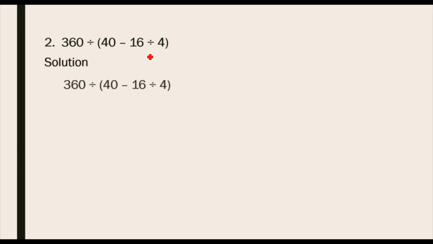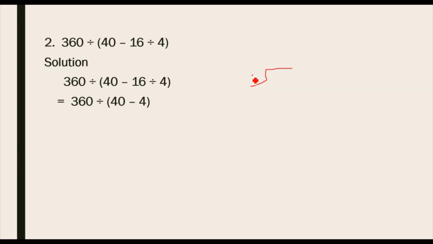So solution. Write the question as it is. 360 divided by (40 minus 16 divided by 4), and first we divide 16 by 4. When we divide 16 by 4 we get 4, because 4 fours are 16. 16 comes in the table of 4. When we multiply 4 by 4 we get 16. So this is the way. 16 divided by 4 we got 4.